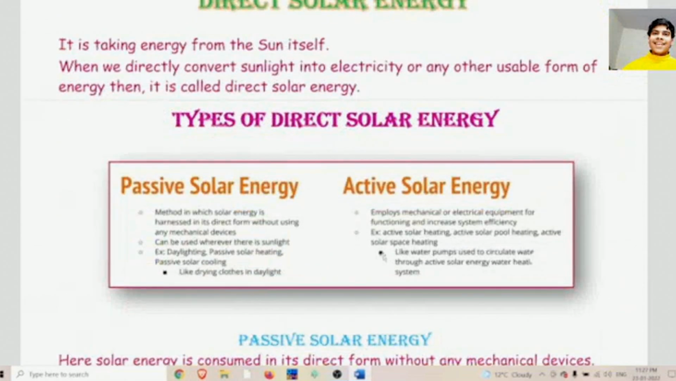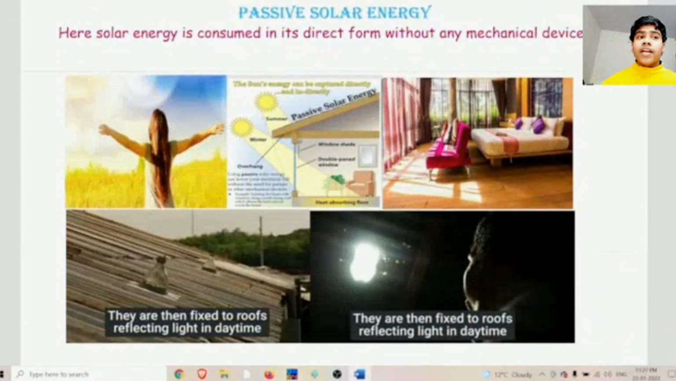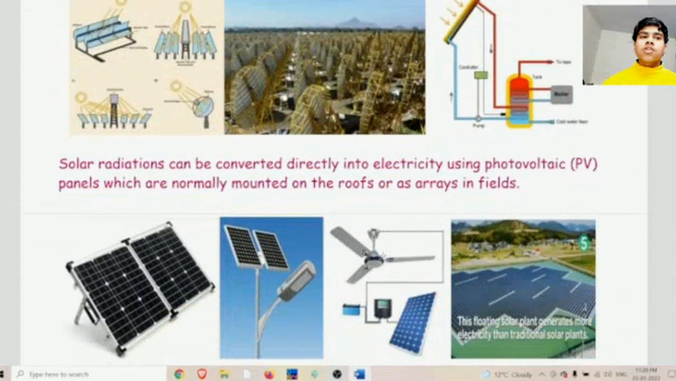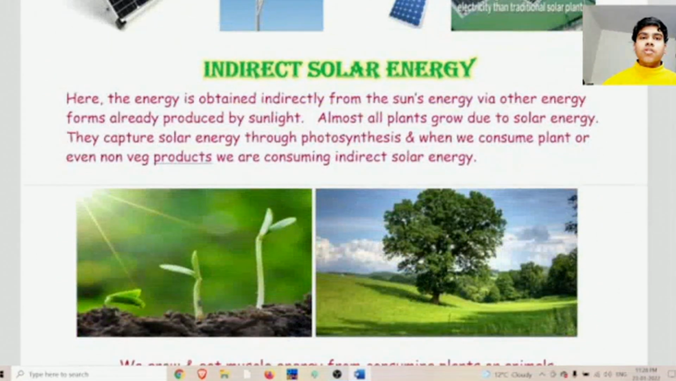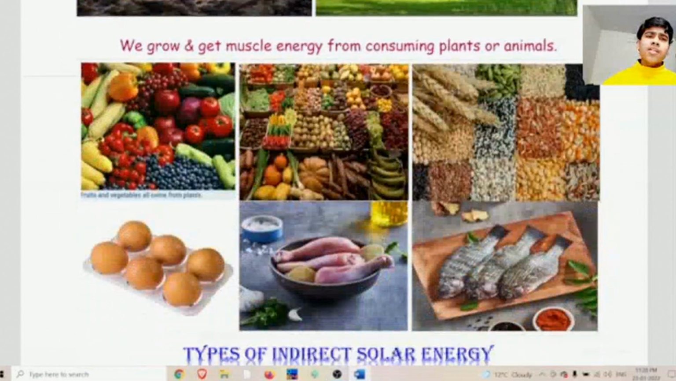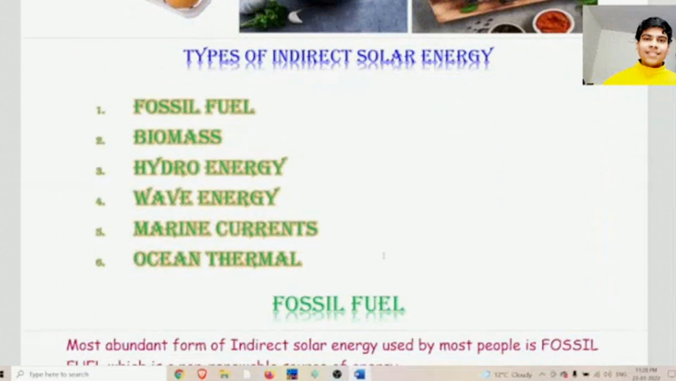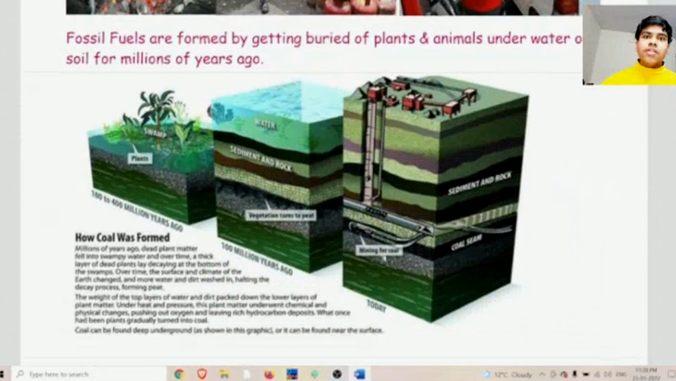Types of direct solar energy: passive and active. Consuming solar energy without any mechanical devices is passive solar energy. But using mirrors or photovoltaic cells to generate power is called active solar energy. Indirect solar energy is harnessing energy stored in materials in different other forms that absorb sunlight during their growth or formation. By consuming plants or animals, we get indirect solar energy. Types of indirect solar energy. Fossil fuels were formed from burning of plants and animals millions of years ago.